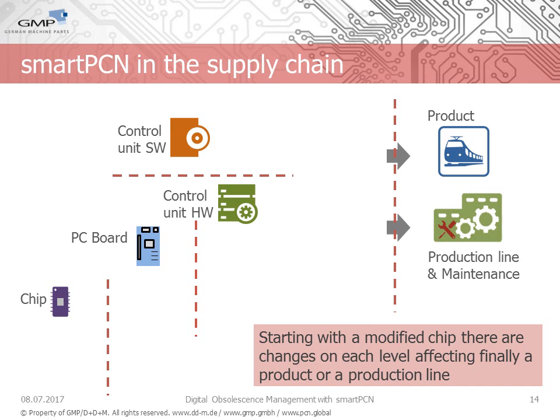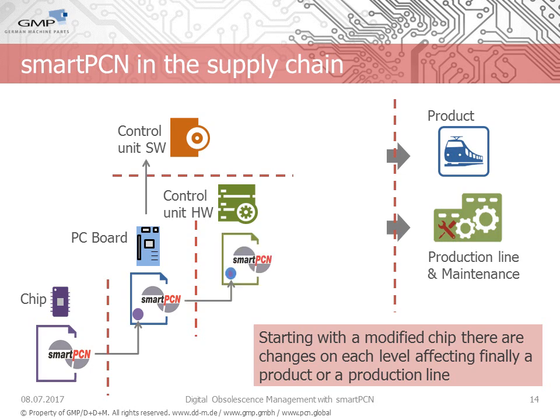Starting with a chip, we create a smart PCN for modifications or even end of life. Changes made to the PC board are documented within a smart PCN that includes the smart PCN of the chip. Changes on the level of the control unit are documented in a smart PCN that includes the smart PCNs before. Also for the software there is a smart PCN.